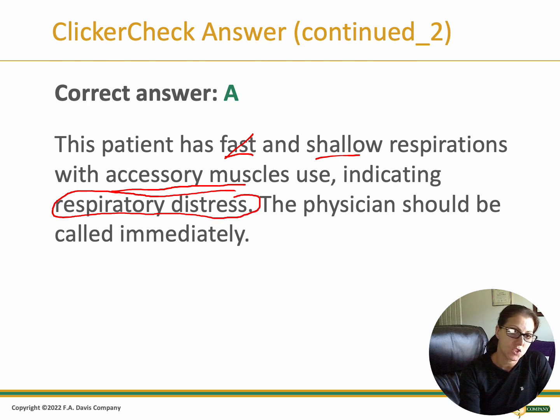And going back to the case, we're not going to sit them in the low Fowler's. We're already noticing that they seem to be struggling a little bit to breathe. Taking a temperature is not indicated. We need to focus on this abnormal finding of respiration. So calling their physician immediately, or maybe calling a rapid response, probably would be your next step.